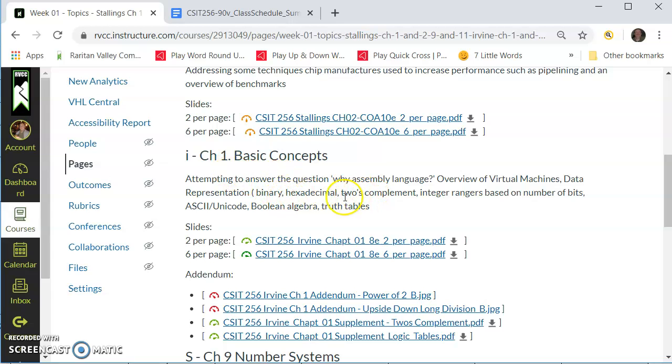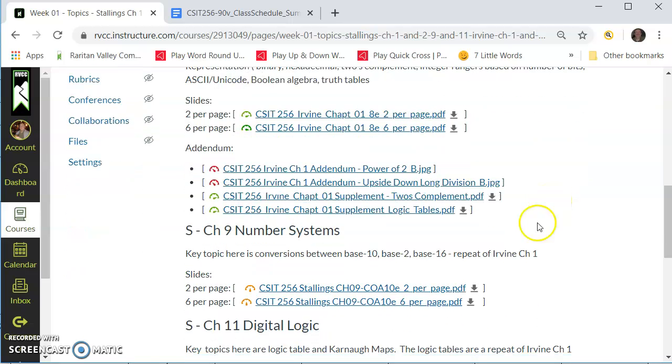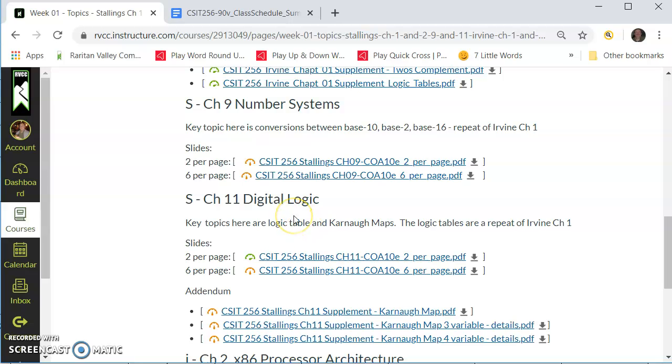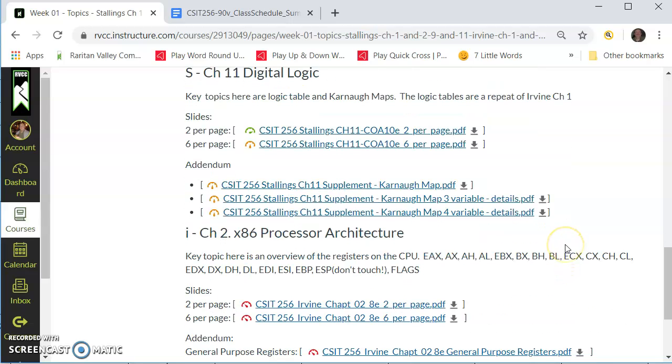In Irvine chapter 1, part of it is the number representation that's being used within the computer. The other thing is an overview of how assembly language fits in with other languages. And then Stallings chapters 9 and 11. Chapter 9 focuses on binary and hexadecimal, which will be the ones that we're going to be looking at the most, and chapter 11 has to do with the logic tables. One of the other things chapter 11 is going to have is a way of simplifying Boolean expressions using a Karnaugh map, and we'll take a look at that.